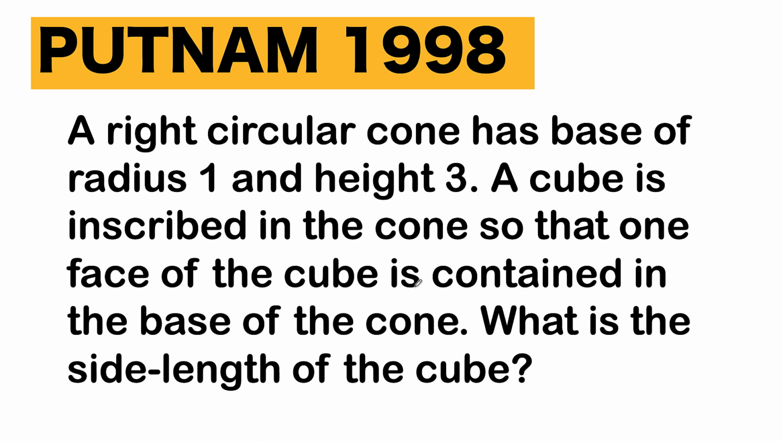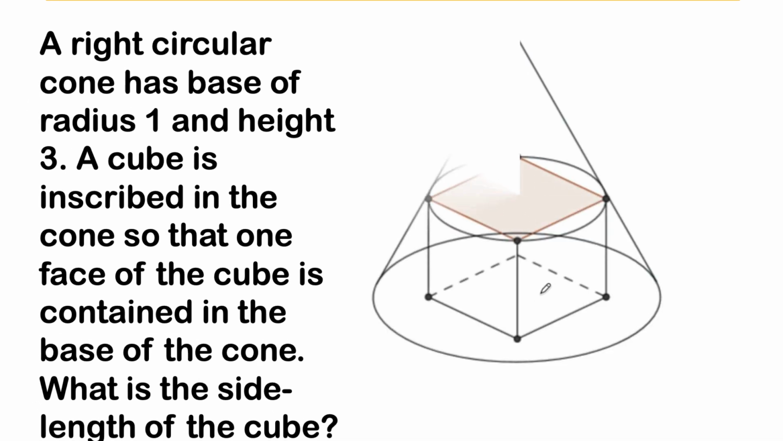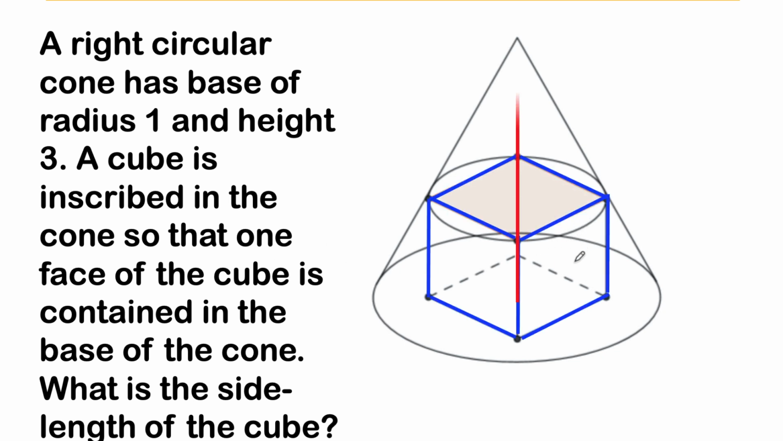You can pause the video and see if you can solve this difficult math problem. Now let's solve this problem together. So let's draw first the figure. We have this right circular cone and we inscribe this cube. It is given that the height of the cone is 3 units and the radius is 1. So in here, segment AB is 3 units and segment BC is 1 unit. We draw the figure in 3-dimensional space. We would like to find what is the side length of the cube, and let's denote it as S.